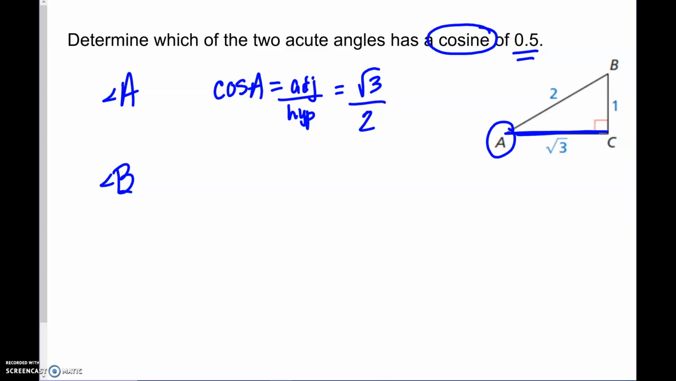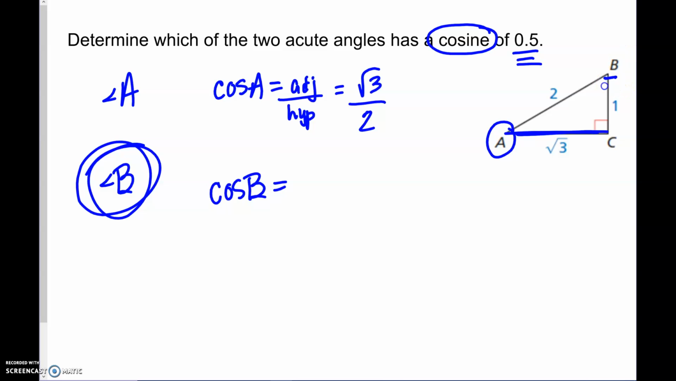And they're looking for it to come out to be 0.5. Well, I don't think that's going to be 0.5. So by process of elimination, it's got to be angle B. So let's just find it. The cosine of B would be adjacent, and the adjacent side to B is going to be 1 over the hypotenuse 2. Well, 1/2 is the decimal 0.5, so that is correct.